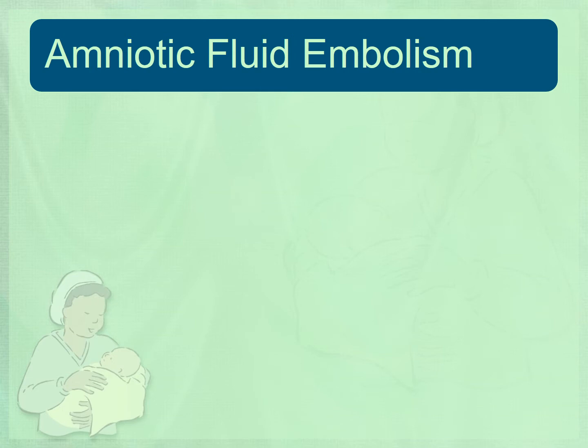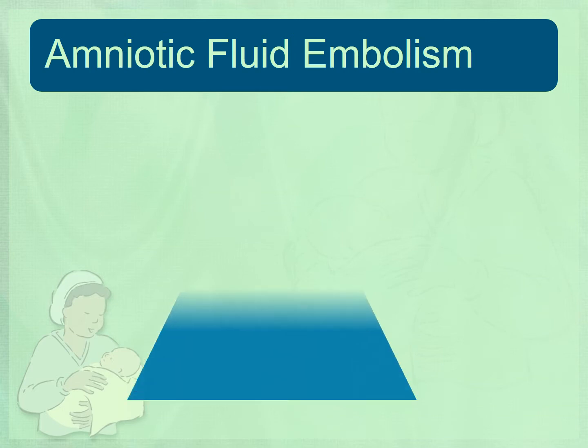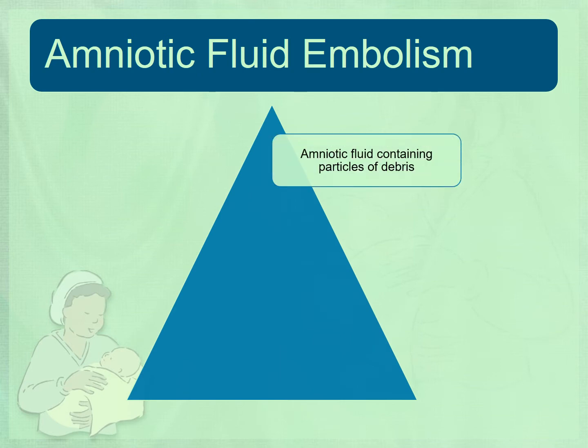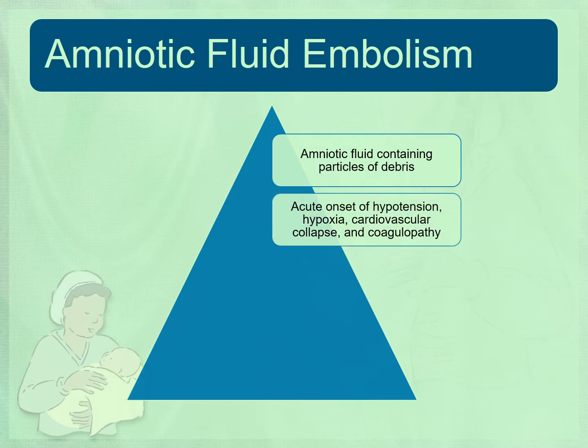The last obstetric emergency we're going to discuss is amniotic fluid embolism, or anaphylactoid syndrome of pregnancy. This is a rare but devastating complication of pregnancy. The patient will have an acute, sudden onset of hypoxia, hypotension, cardiovascular collapse, and coagulopathy. Amniotic fluid embolism occurs during labor, birth, or within 30 minutes after birth.